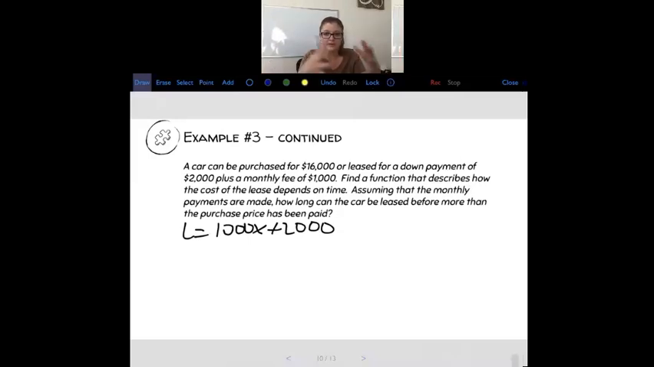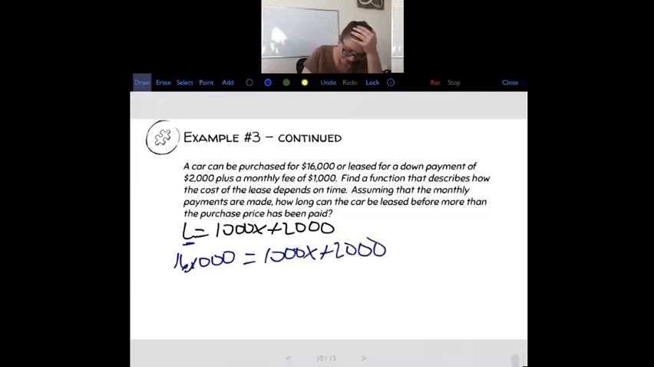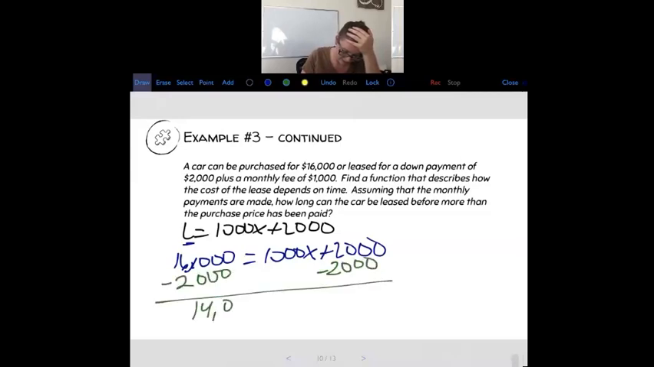Or we want to know when the lease price is the same as the purchase price, so we would plug 16,000 in for L, and solve for x. Okay. So subtract 2,000 from each side. So we'd have 14,000 is equal to 1,000x, and then divide both sides by 1,000. And we would end up with x is equal to 14 months.